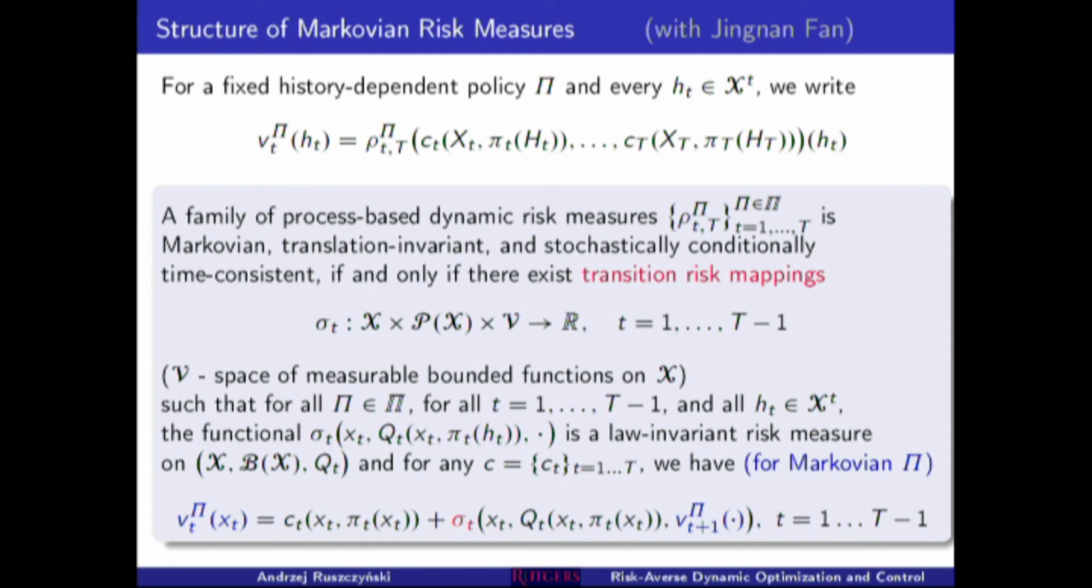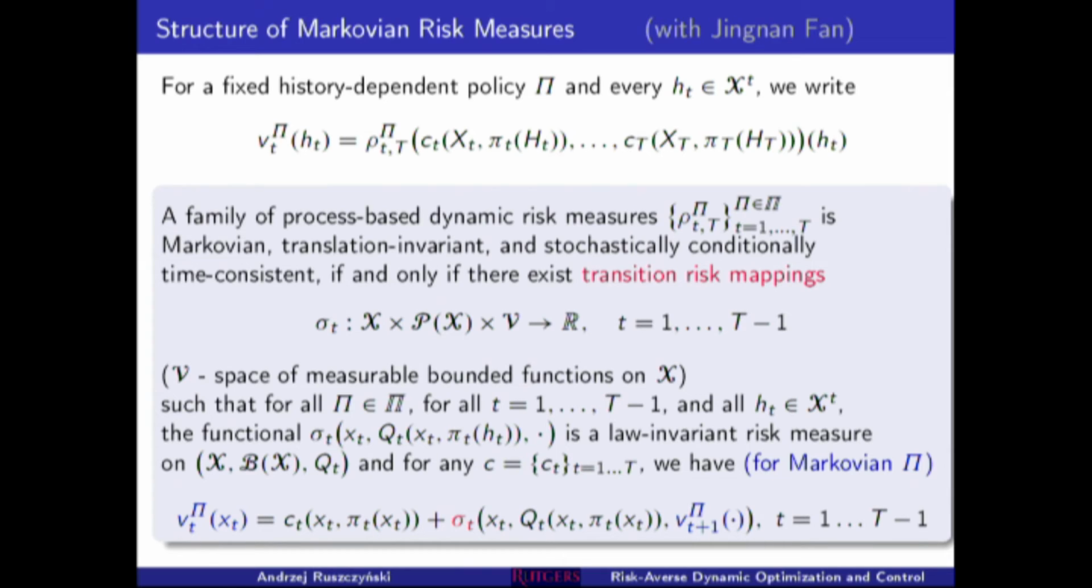For Markovian, it's explicitly written, because then I have the value of the next state, cost, and this mapping sigma. So this statement says, if I have a dynamic risk measure that satisfies this time consistency and Markov properties, then such mapping sigma exists. And the other way, if I take such mappings sigma that are law invariant risk measures with respect to the last argument, when the second argument is the probability distribution, then by using them here, I obtain a time-consistent Markovian risk measure. So this is if and only if.